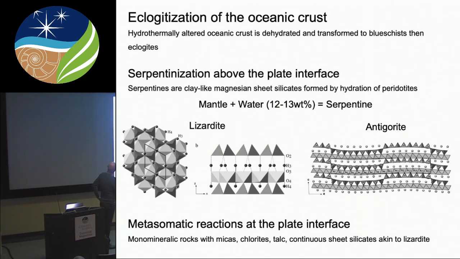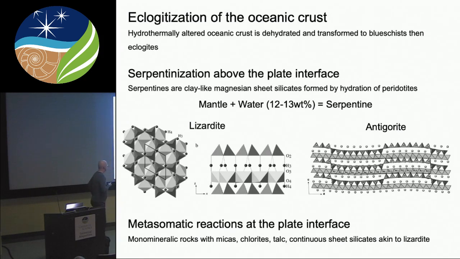subducting plate. So this will cause serpentinization above the plate interface, and it makes minerals called serpentine, which are clay-like magnesium sheet silicates formed by hydration of peridotite. And I've put up here this very simple view of this reaction, which is accurate to within 80% or 90% in most cases. There are some mineralogical details, but this is mostly accurate. So we form serpentine by mixing mantle with some 12% of water.